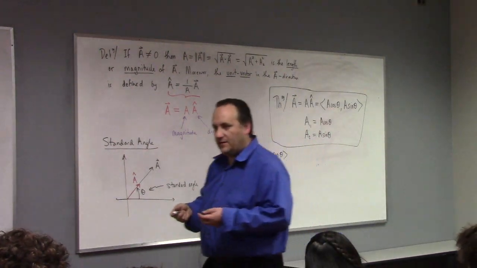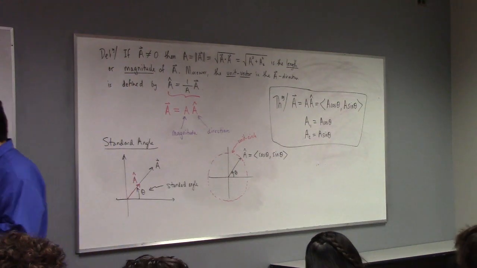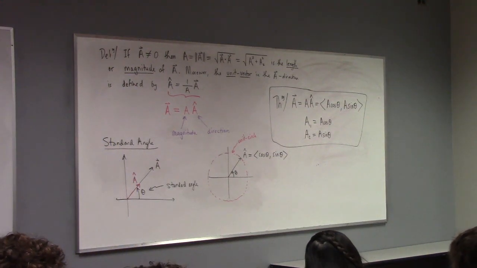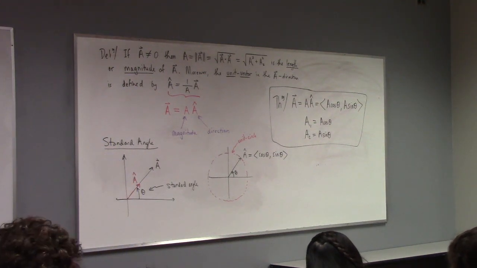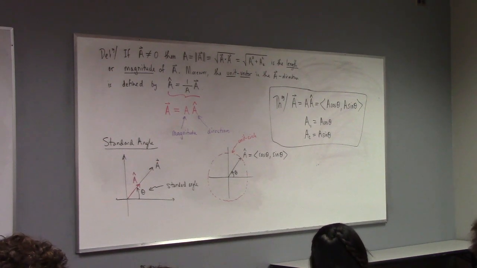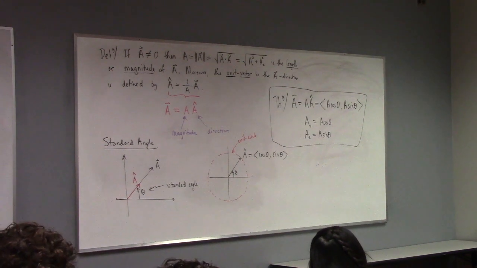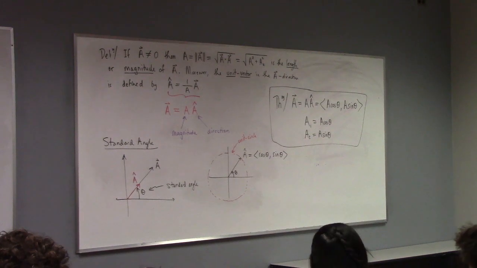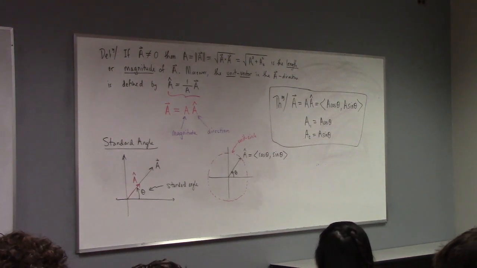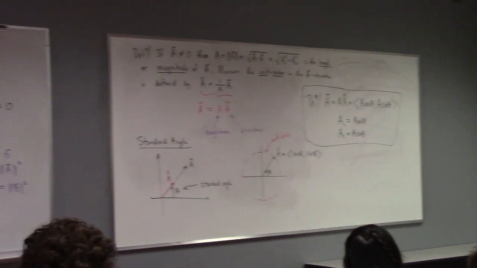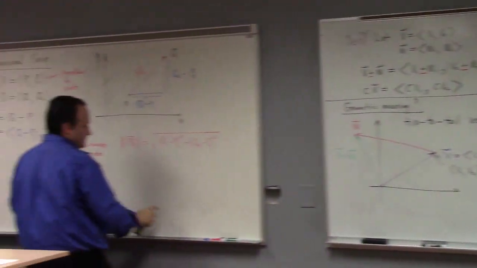And to find the standard angle, you have to solve both of those equations at once, all right? So like, let's go back to example 2. Let's go back to example 2, and let's find the angle for A, and let's find the angle for B. All right?